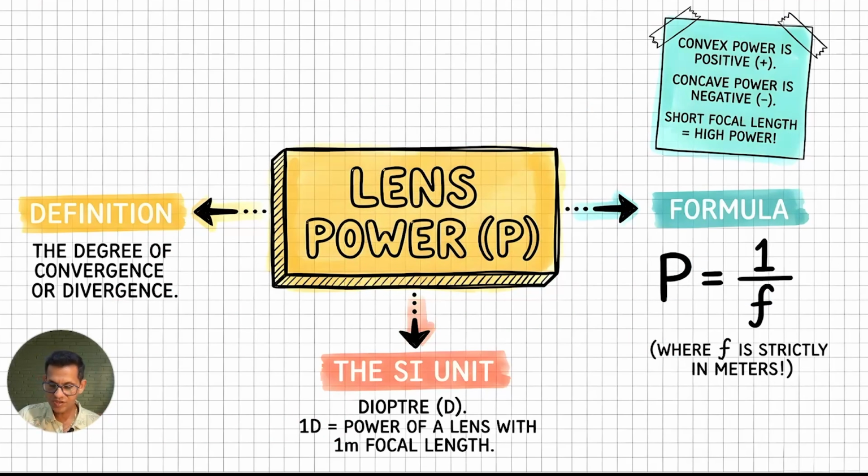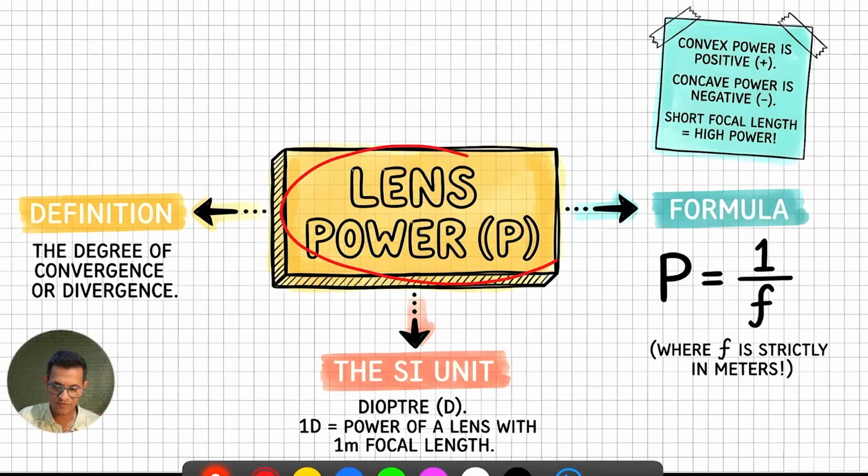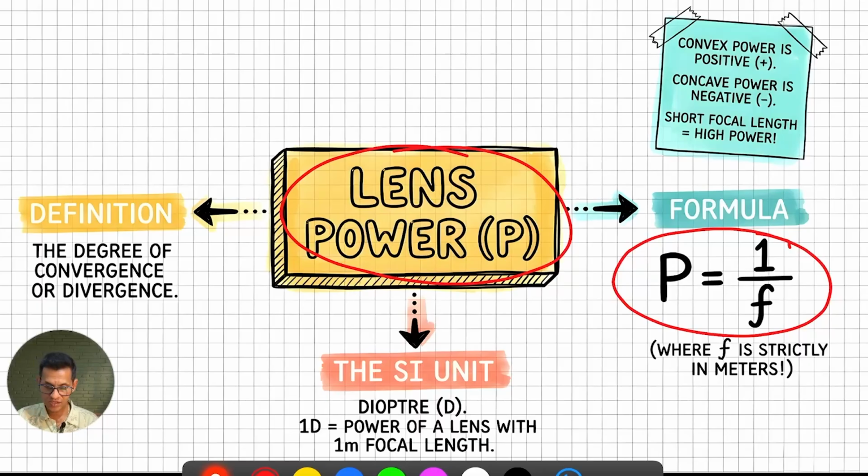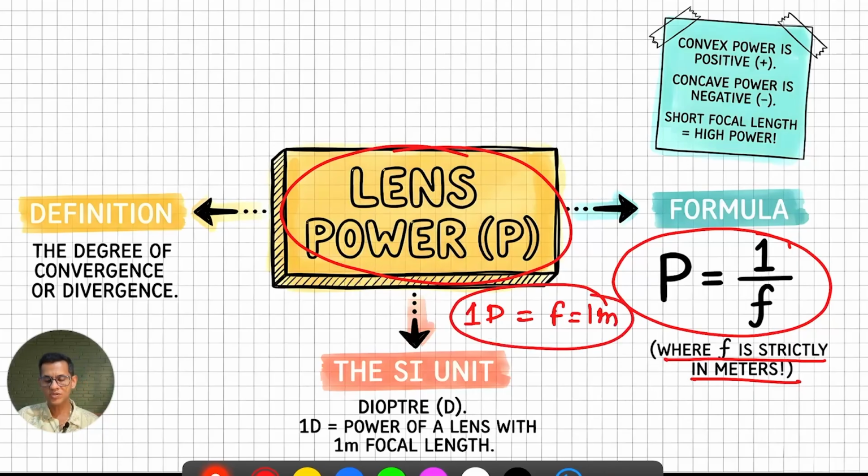The last part of this chapter is power of lens. By definition, power of lens is said to be the reciprocal of its focal length in meters. So P is equal to 1 upon f. Remember, the focal length has to be strictly in meters. So in other words, the power of lens is said to be 1 diopter if the focal length is 1 meter. So this relation is very important to remember.